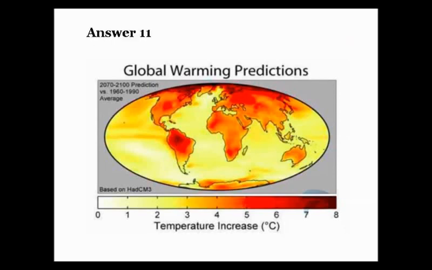The map shows information about the global warming prediction for 2070 to 2100 versus the 1960 to 1990 average. To begin with, we can see that there is a range of temperature increase in degrees Celsius from 0 to 8.